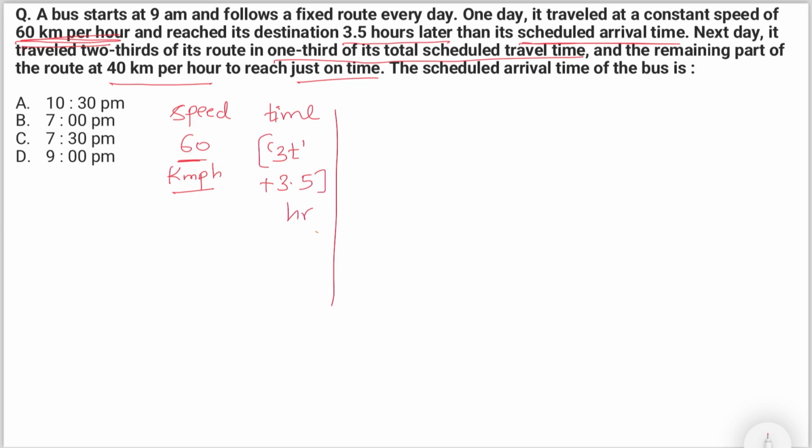Remember, 3t was your usual time. I'll mention it here: the usual time was 3t, but at the speed of 60 kilometers per hour, the time is 3t plus 3.5. In the next step, you'll understand very clearly why I assume the usual time as 3t. Next day, it traveled two-thirds of its route in one-third of its scheduled travel time. If the scheduled travel time is 3t, it is now traveling for t hours at a particular speed. And then the remaining part of the route, that is the remaining 2t hours, the bus is covering at a speed of 40 kilometers per hour.